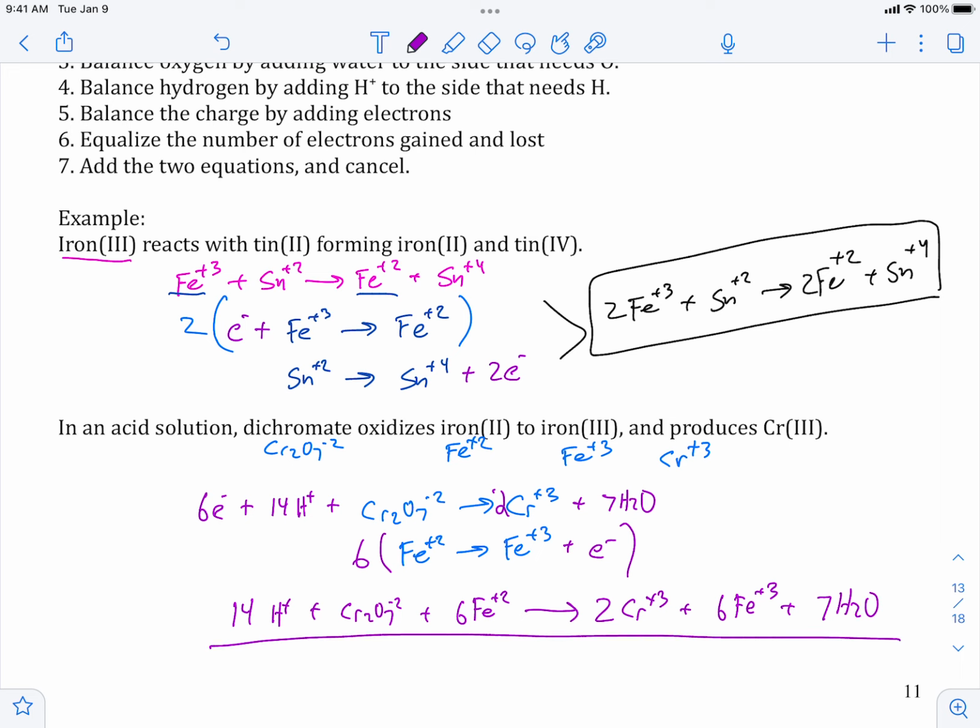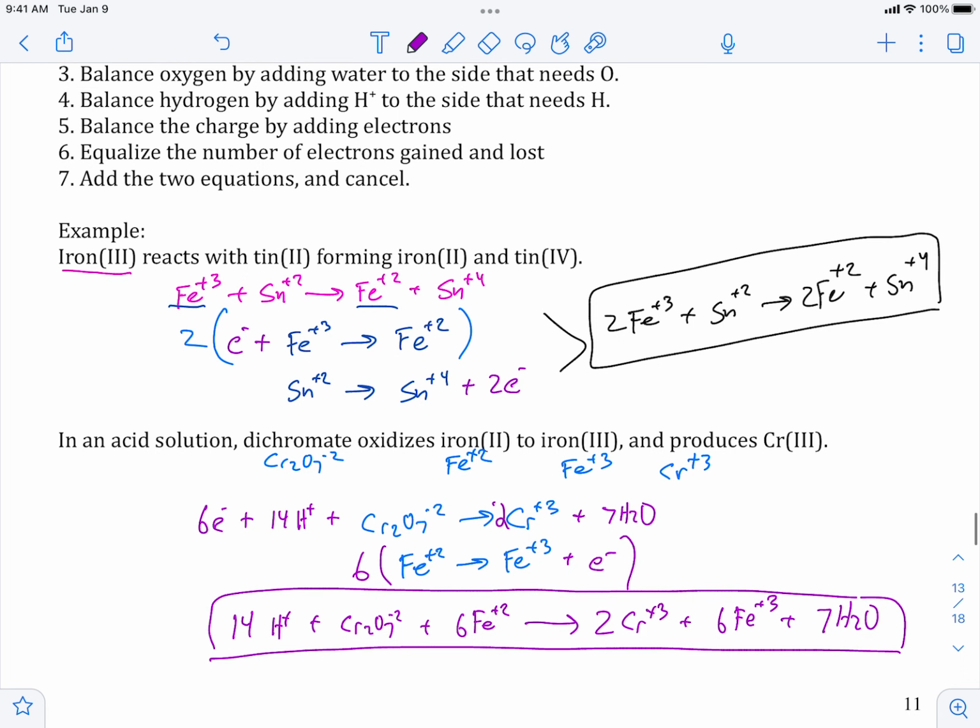And you can go back and you can rebalance and check everything, that the number of atoms of each element is the same on both sides and the total charge is the same on both sides. And now this is how you balance a redox reaction using the ion-electron method.